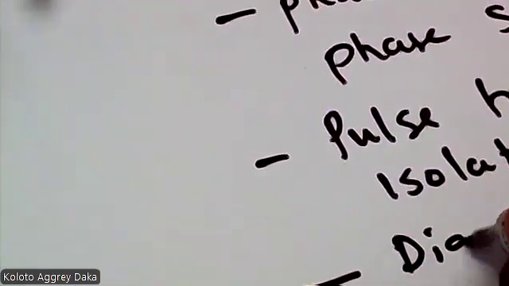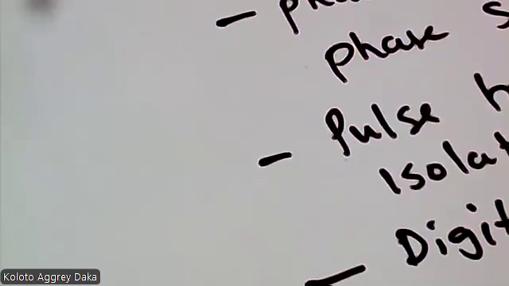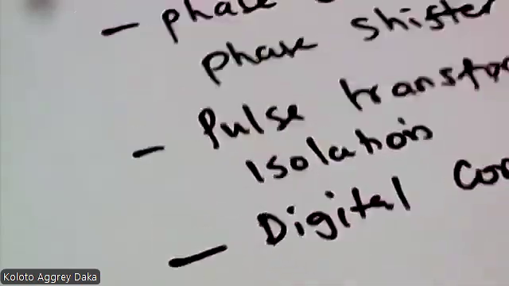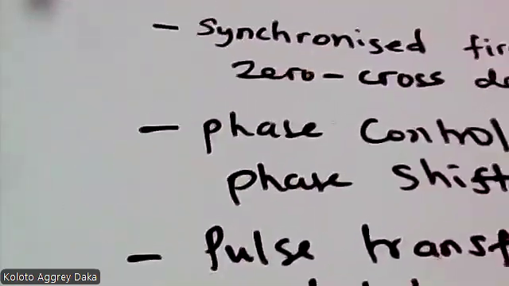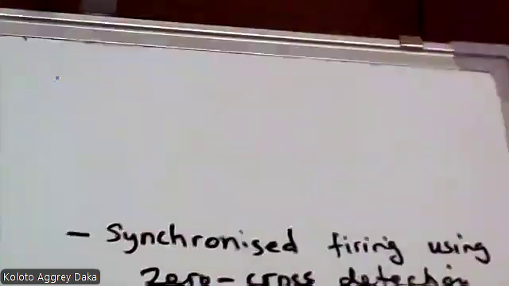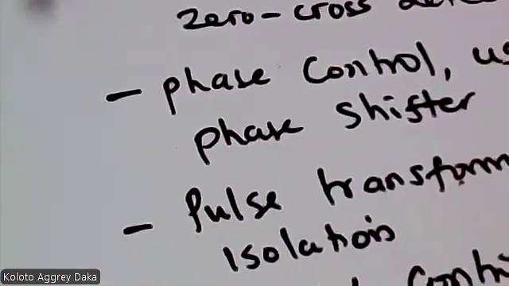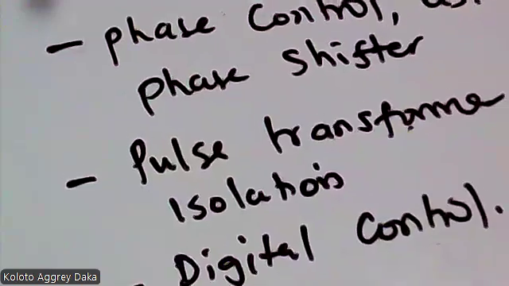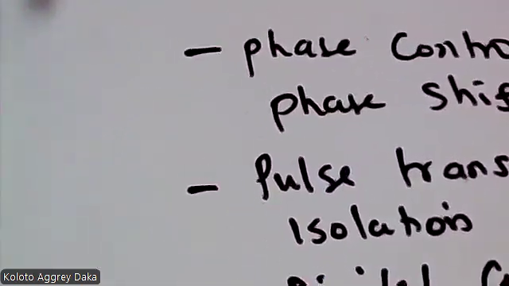Phase, and digital control. That is four of them. I don't know how many they wanted, but I'm sure four is more than enough. So: synchronized firing, phase control, pulse transformer, and digital control.